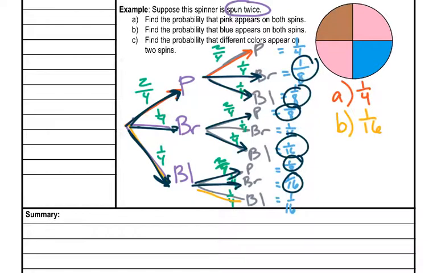So we want to add all of these circled fractions up, and that's going to be our total answer. So when I added all of those options up, I got 5/8. So that's pretty likely, just above a 50% chance, that we would get pink, brown, pink, blue, blue, pink, blue, brown, brown, pink, brown, blue, all of those options. And so this tree diagram helps us because it's really hard to look at the spinner and just say automatically the probability is going to be 5/8. So that's why we use tree diagrams.